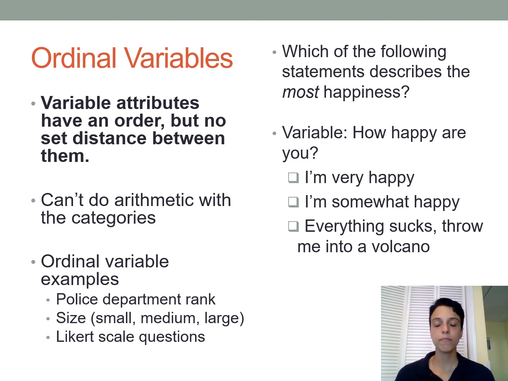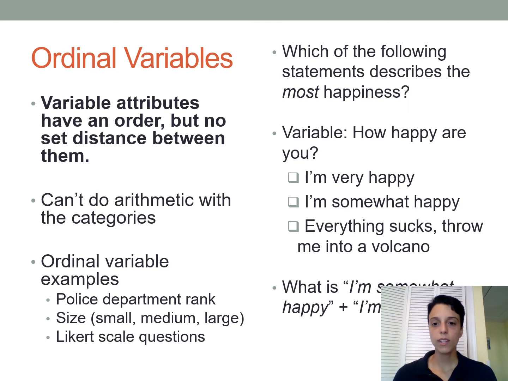Right? Pretty clear. But what you can see in looking at this is that there isn't necessarily the same amount of distance in between these different statements in terms of how much happiness they're describing. I'm very happy and I'm somewhat happy are probably closer together than I'm somewhat happy and throw me into a volcano. And so that's probably pretty obvious looking at it, but if it wasn't, there's a really easy test that you can do for whether or not something's an ordinal variable. And that test is to try to do basic arithmetic with those variables.